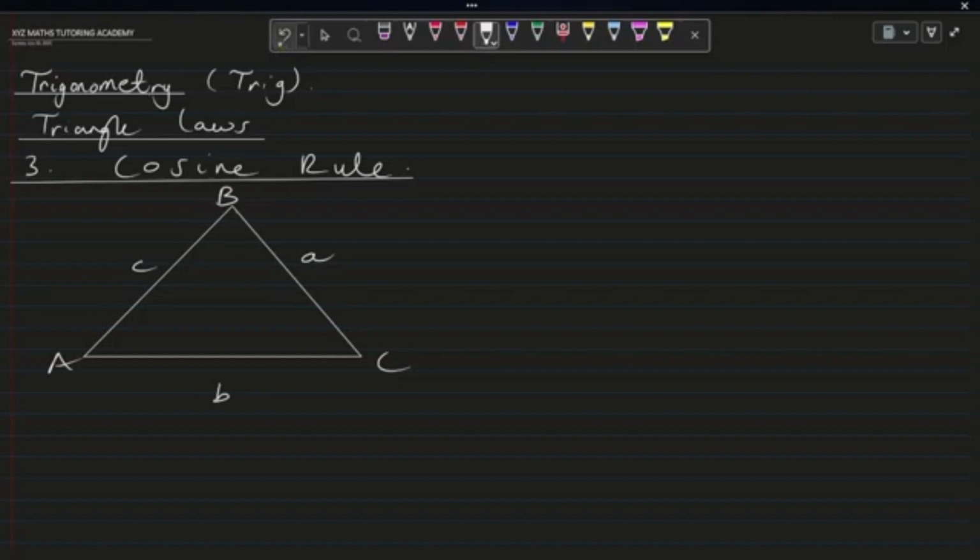Okay, that sounds like a lot, but I promise you it's not difficult at all. So what we are saying is that this side squared, if I take a squared, is the same as b squared plus c squared, this one squared, and then minus twice the product of b and c, and then this multiplied by cos of the included angle, or cos of the angle between side B and side C.